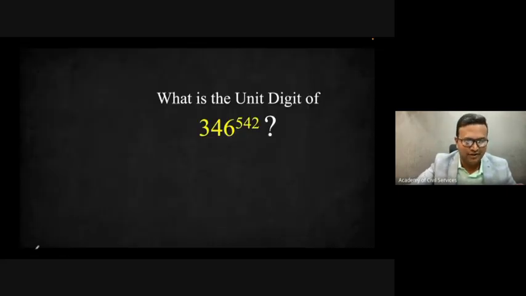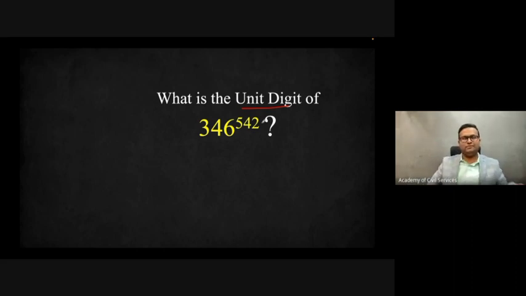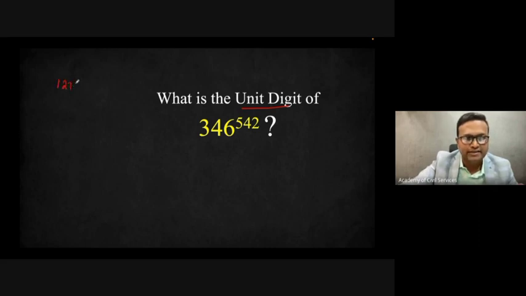Now, next one. If such a question comes, are you getting afraid of it? What is the unit digit of 346 raised to 542? See, what is the question? What is the unit digit? I hope all of you know what a unit digit is. 1,27,729: the unit digit of this number is 9. The last digit is the unit digit.